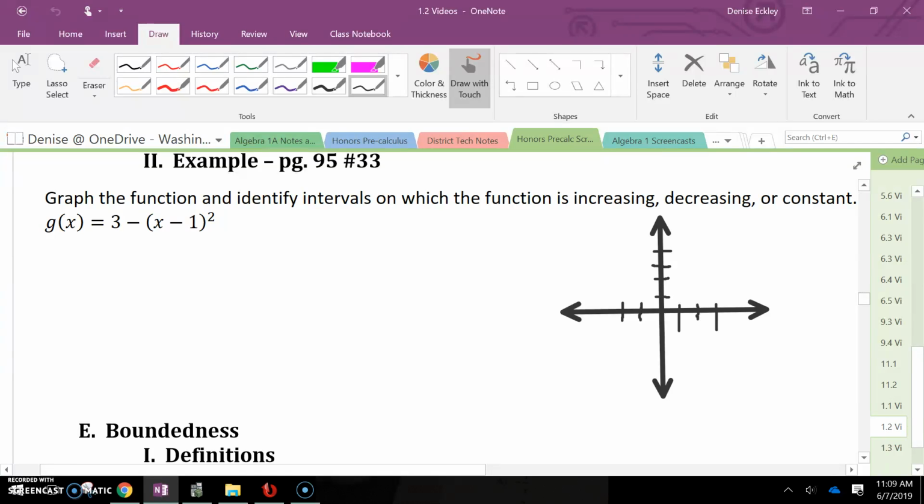Page 95, number 33. Graph the function and identify intervals on which the function is increasing, decreasing, or constant. So our function for this problem is g of x equals 3 minus the quantity x minus 1 squared.